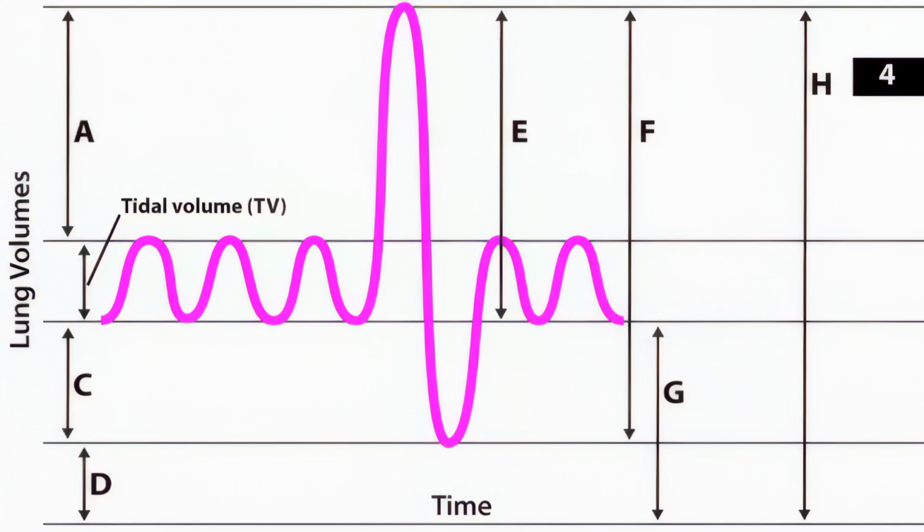And A is the extra amount of air that you can bring in when you take a great big deep breath, as deep as you can. That's called the inspiratory reserve volume. That's how much reserve lung capacity you have. And if you add those two together, the tidal volume plus the inspiratory reserve volume, that gives you E, which is the inspiratory capacity.